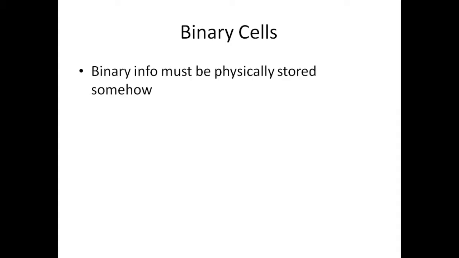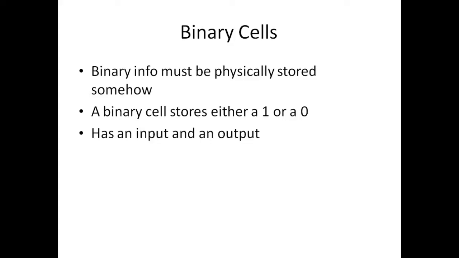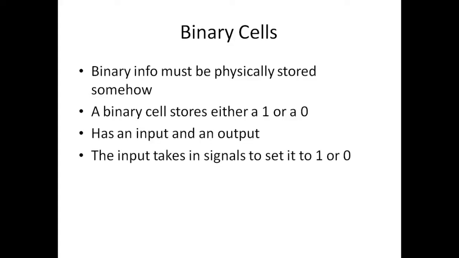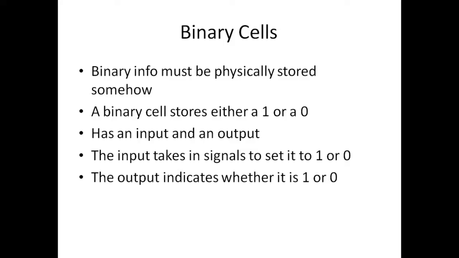They're used to physically store binary information. Each cell stores 1 or 0. They all have an input and an output. The input will take in signals and set the cell state to either 1 or 0, while the output will indicate whether it is 1 or 0.